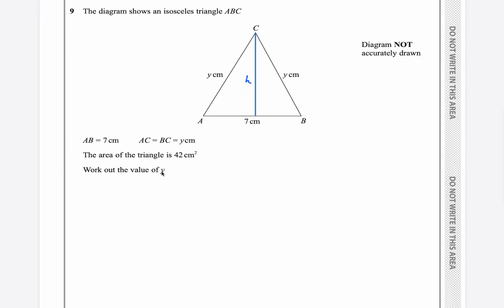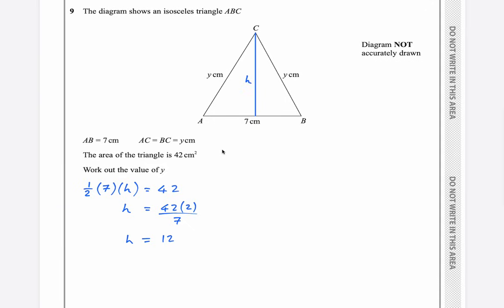So I can say a half base, which is 7, times height, which is h, is equal to 42. This is my area of a triangle, 42. Now I can multiply across by 2 and divide by 7, and that will give me 84 over 7, which is quite nicely 12. So the height is 12.